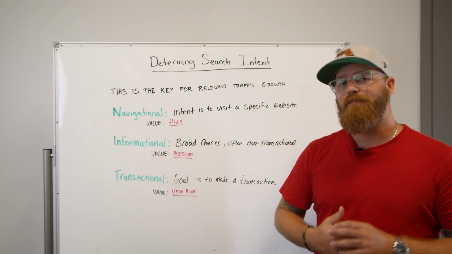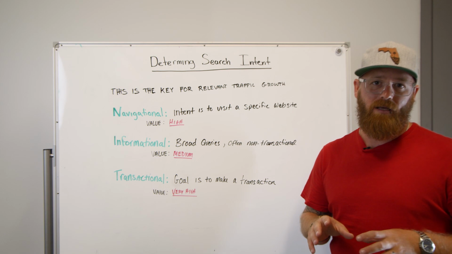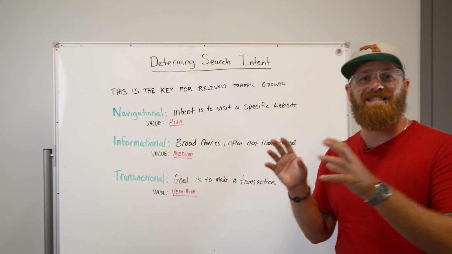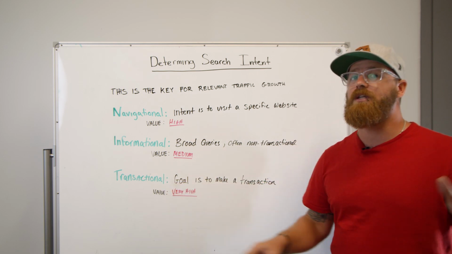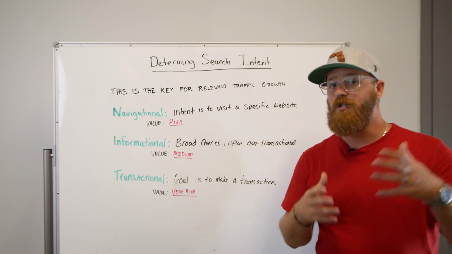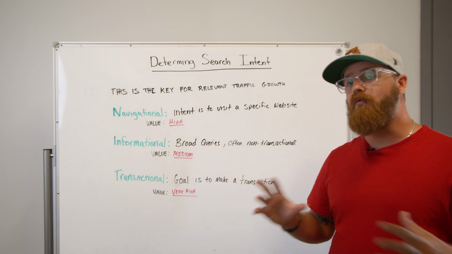The second type is informational. Now, this is 90% of searches online. So 90% of searches online is informational. The other 10% is broken up between transactional, which we'll get to in a minute, and navigational, which we just spoke about. Now, informational tends to be a little bit more broad.